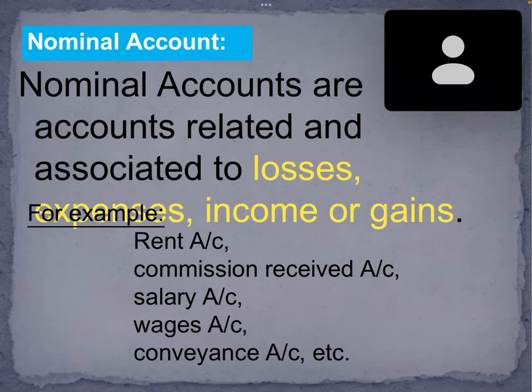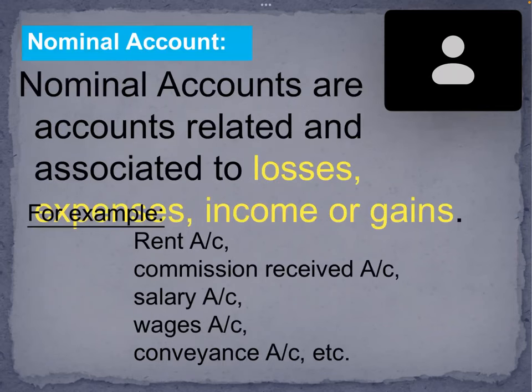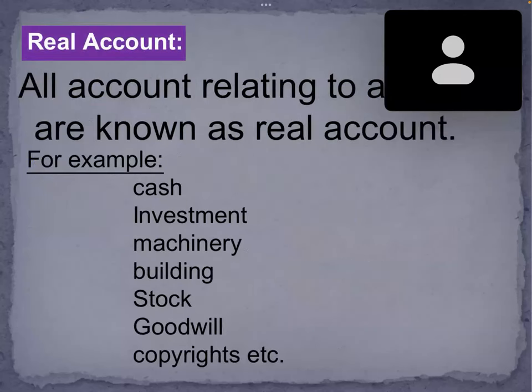For example, rent is an expense most of the time. In most questions, rent is an expense, so it will be treated as a nominal account. Commission received is an income, so the account related to the commission will be treated as a nominal account as well. Salary, wages, conveyance, all of these are expenses. Therefore, accounts in relation to these items will be considered nominal accounts. I'm sure everybody understands that. Yes or no? Yes, understood? Okay.